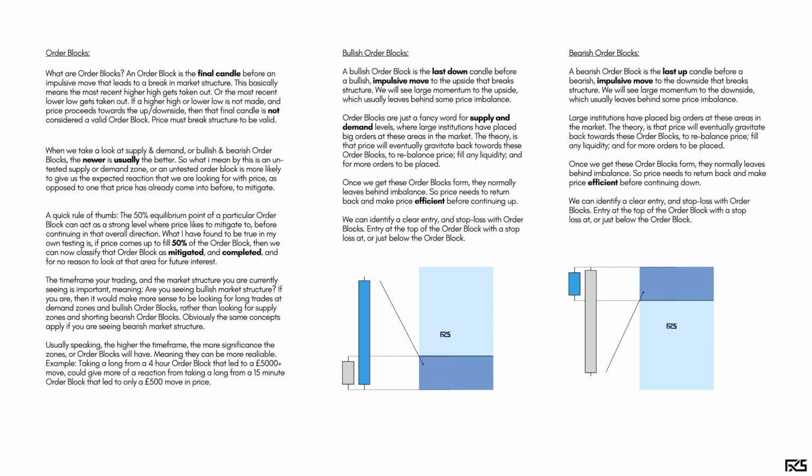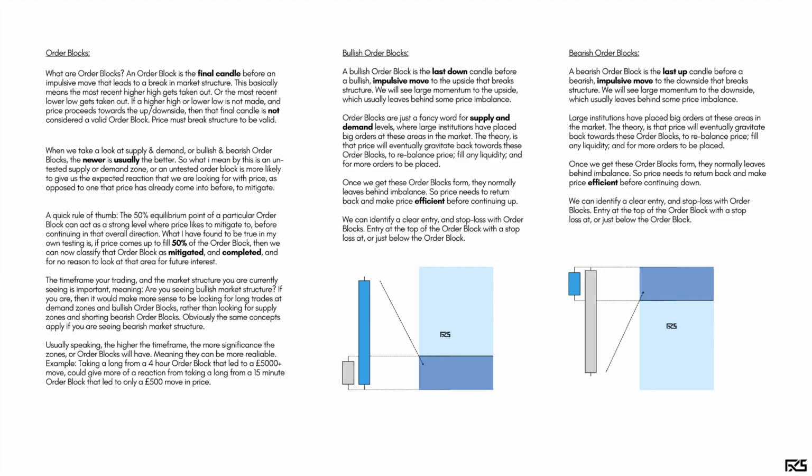Okay, so now order blocks. A bullish order block is the last down candle before a bullish impulsive move to the upside that breaks structure. We will see large momentum to the upside, which usually leaves behind some price imbalance. Not always, but it can leave behind price imbalance, and we will get into imbalance in upcoming videos, so don't worry about that.